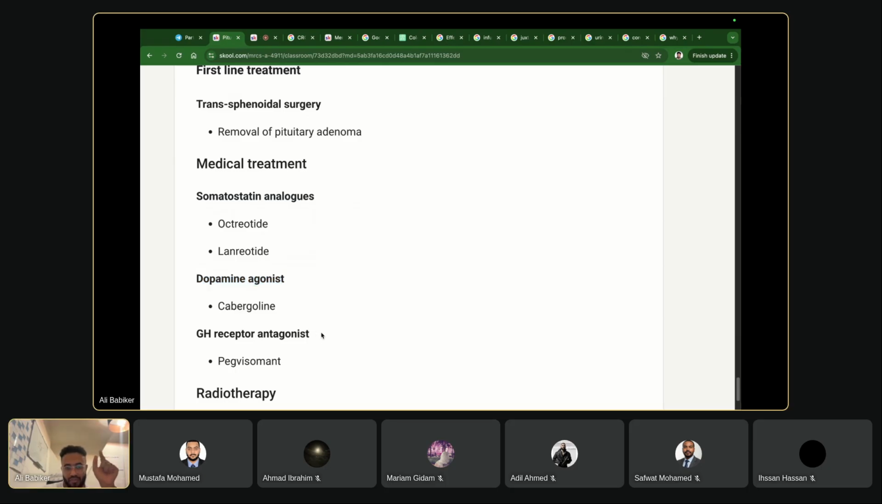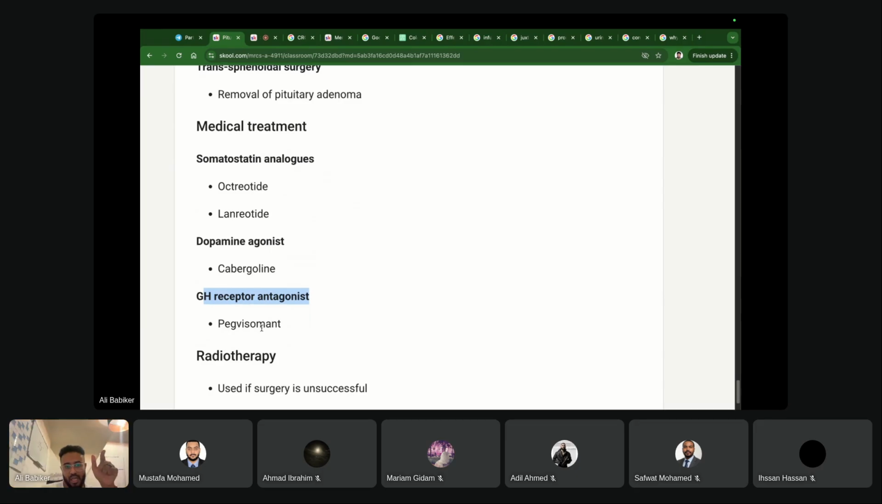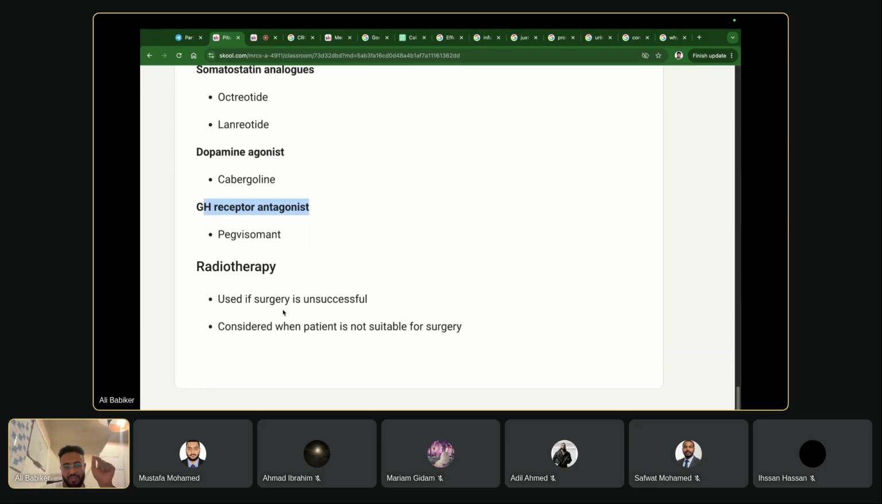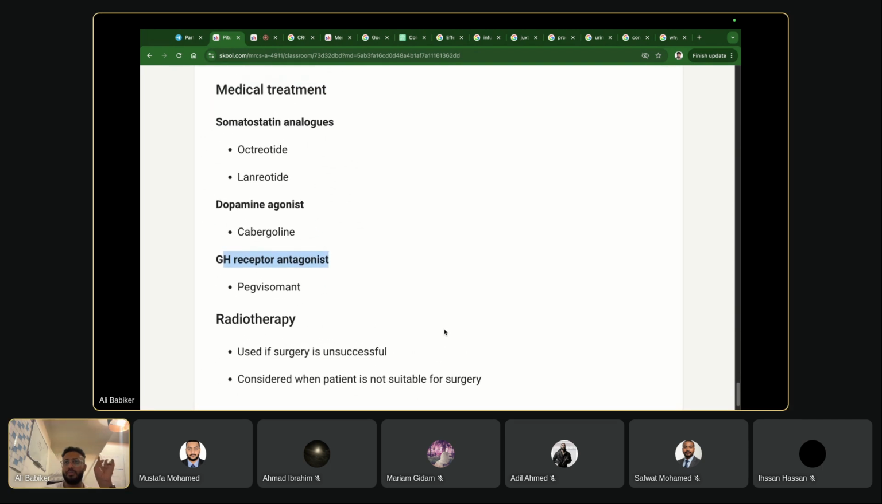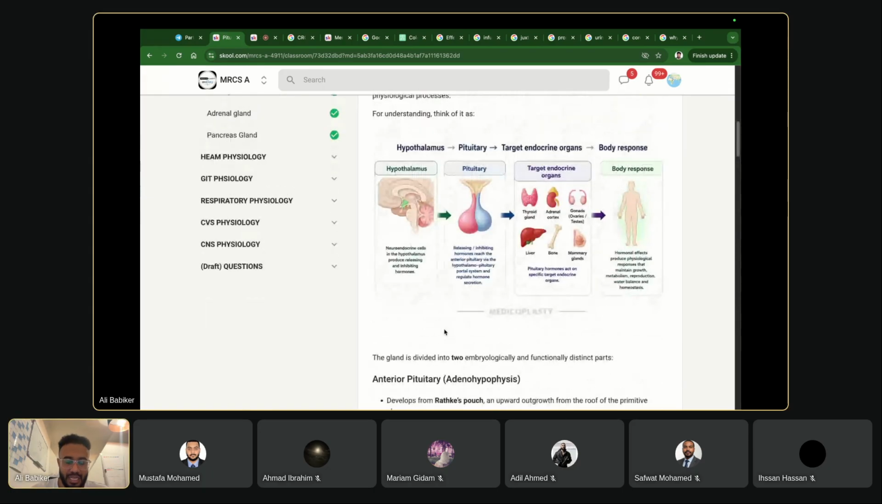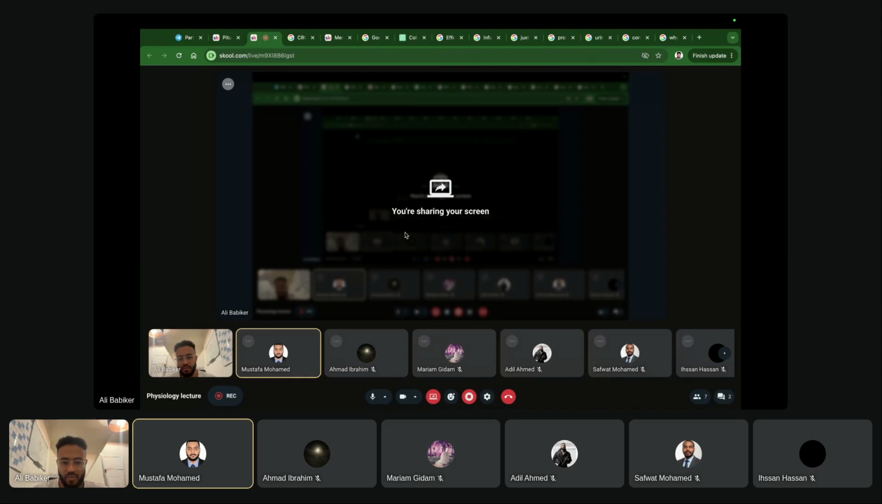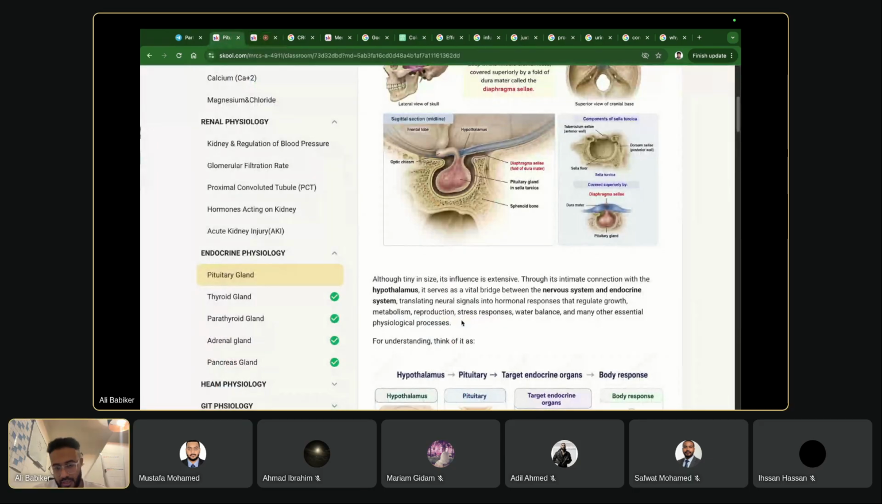You may also give a growth hormone receptor antagonist, pegvisomant. You may also give radiotherapy, used if surgery is unsuccessful. Consider it when the patient is not suitable for surgery, for whatever reason, like an old patient who will not tolerate the anesthesia. Okay. So acromegaly is high yield. Yes. The management is to stop it so his condition doesn't progress more, right? Yes, exactly.